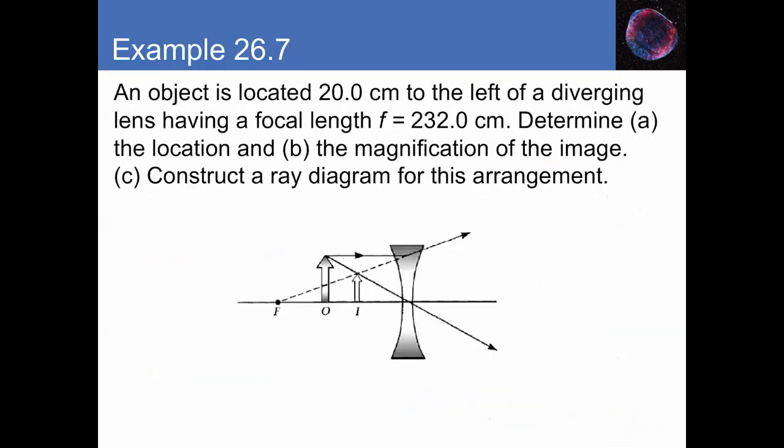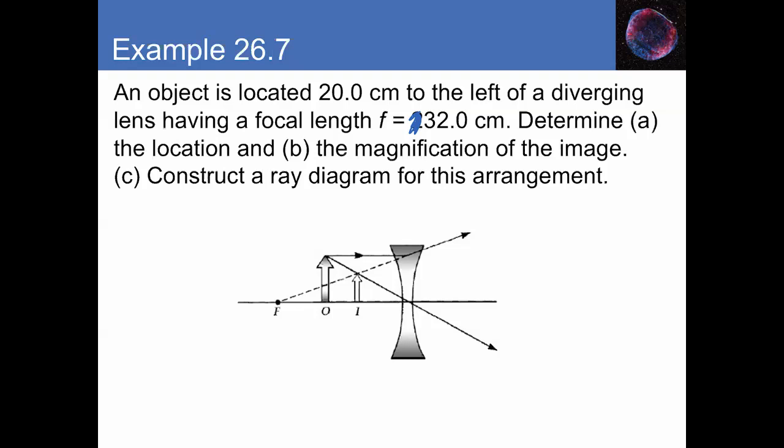All right, so here's another example. We have an object located 20 centimeters to the left of a diverging lens, having a focal length of 232 centimeters. Oh, sorry, there's a typo. It is actually just 32 centimeters. 232 is too much, so 32 centimeters. Determine the location and the magnification of the image, and construct the ray diagram.